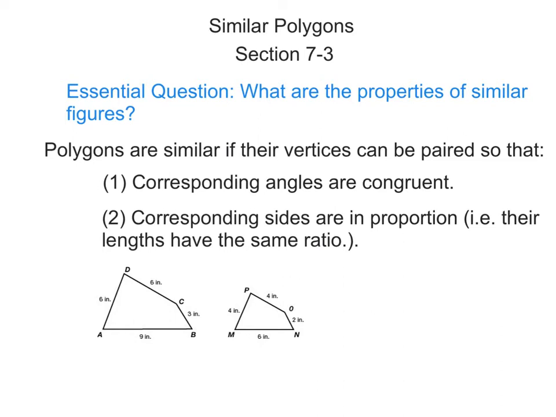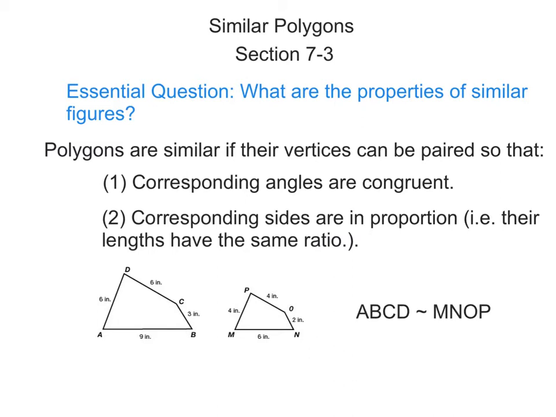And then lastly, the last side is AB and MN. Well, AB is 9 inches, MN is 6 inches. The ratio there is 9:6, which can be simplified as 3:2. So yes, the corresponding angles appear to be congruent, and the corresponding sides are in proportion. That is, their lengths have the same ratio. So this is how we determine whether we've got two polygons that are similar. Now, once we know they're similar, how do we identify them?